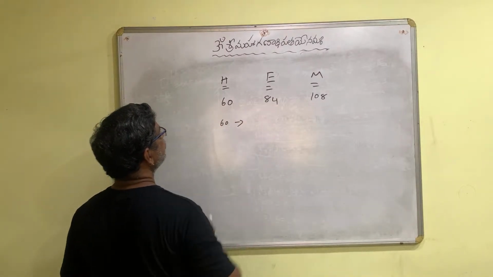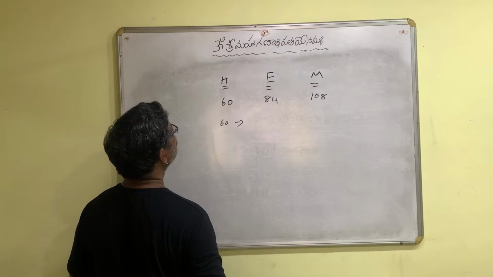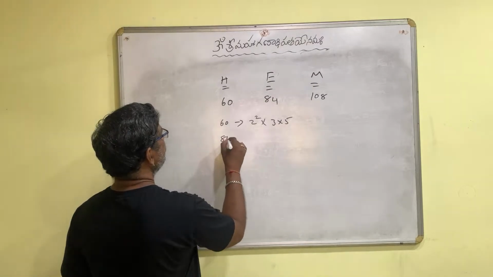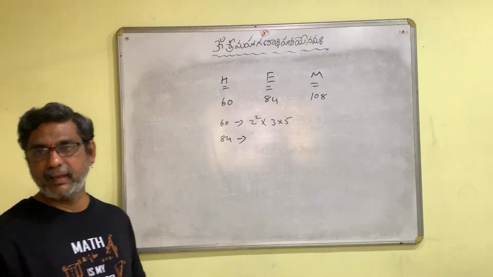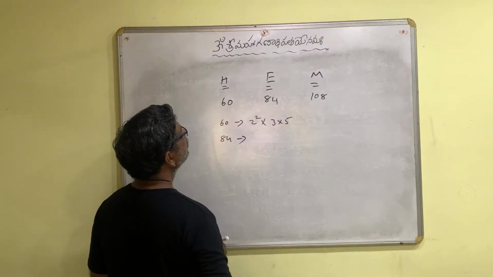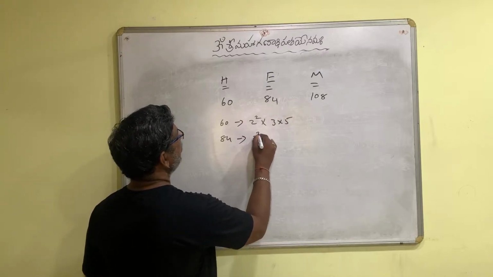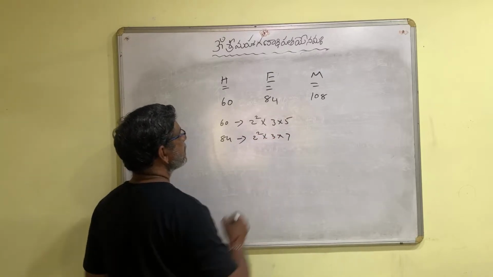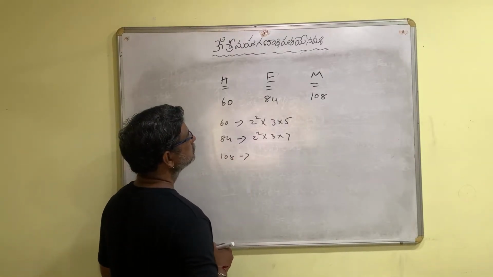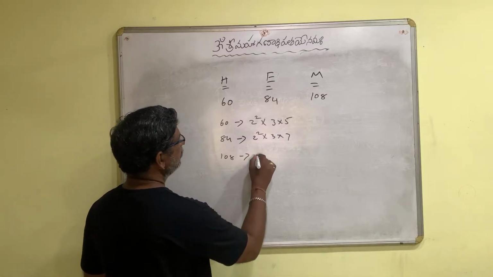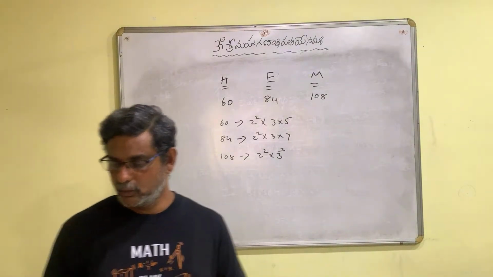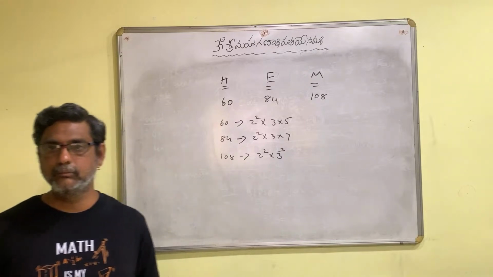60, prime factorization: 2 square into 3 into 5. 84, prime factorization of 84: 2 square into 3 into 7. And 108: 2 square into 3 cube.